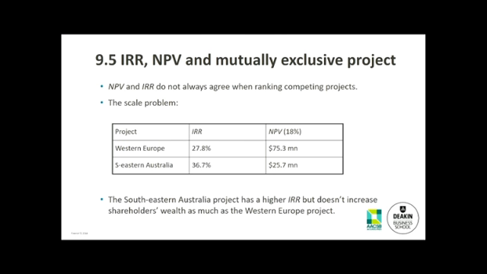What should we do? You need to consider the scale of the project. If both of them are the only investment opportunities you have, you always go for the higher NPV one. Dollar is dollar, like my example, dollar versus percentage. At the end of the day, money is money. Get it? The Southeastern Australian project has a higher IRR but doesn't increase shareholders' wealth as much as Western Europe. Up to this stage, any questions?